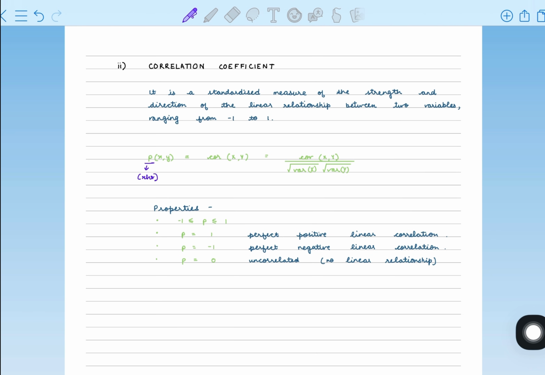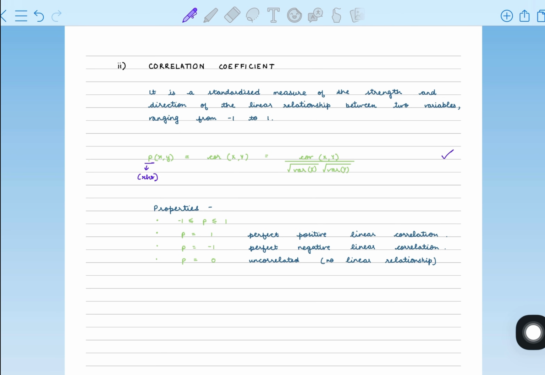This gives us the formula as rho of x, y equals the correlation of x, y, which is equal to the covariance of x, y upon the square root of variance of x times the square root of variance of y. Notice that the covariance is divided by the standard deviations of both variables. This standardization forces the correlation coefficient to lie within fixed limits. Now, let's talk about some of its most important properties.